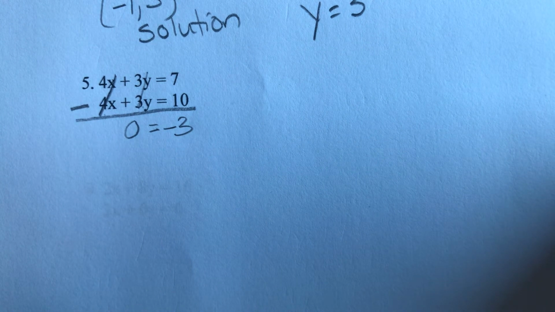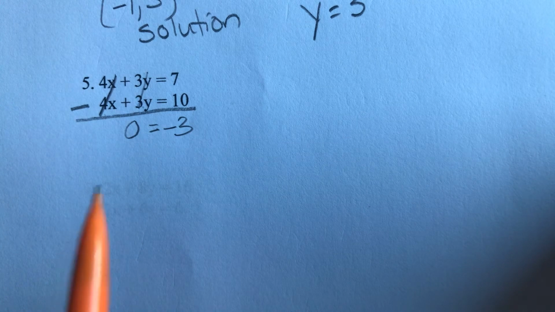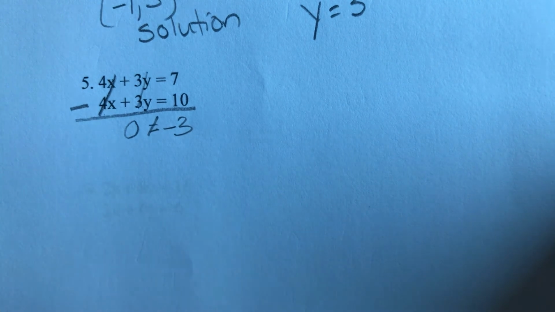This happened in substitution, right? When the variables disappear, that tells us one of two things. It's either no solution or infinite solutions. Do you remember which one it is? So hopefully you're saying it to yourself, but this is not true. 0 does not equal -3.